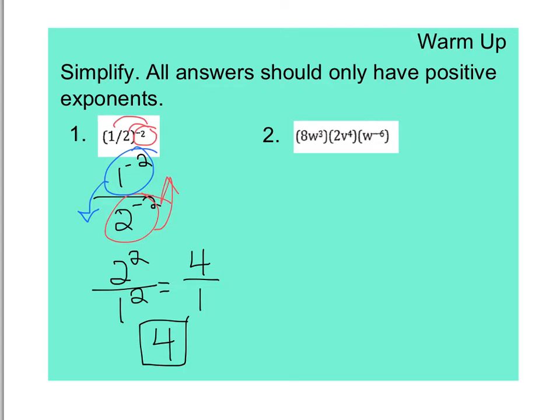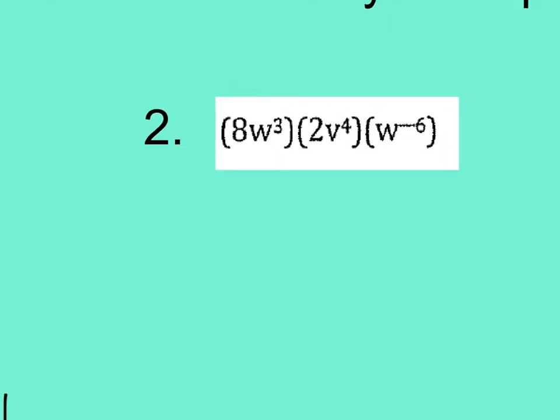Number 2, we need to start looking at our bases. The first thing is everything's being multiplied. So with the 8 and the 2, we're going to multiply those two numbers together because they're not exponents and they're not the same base. So 8 times 2 is 16.